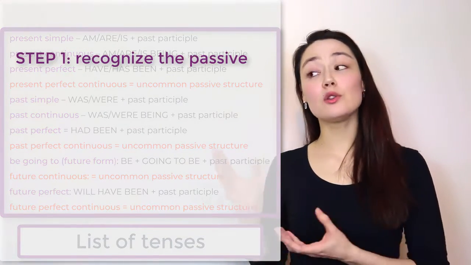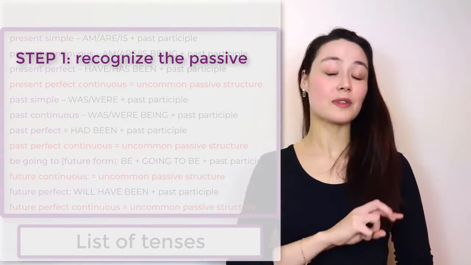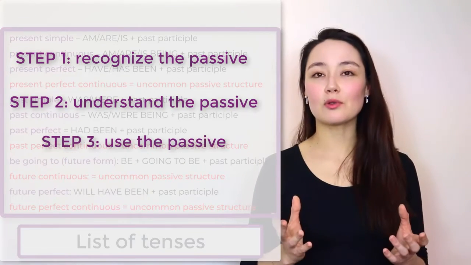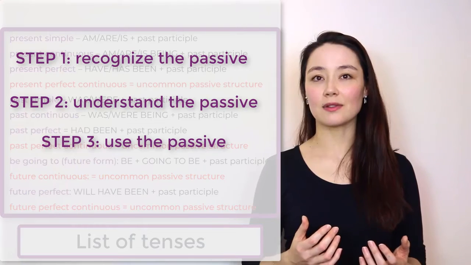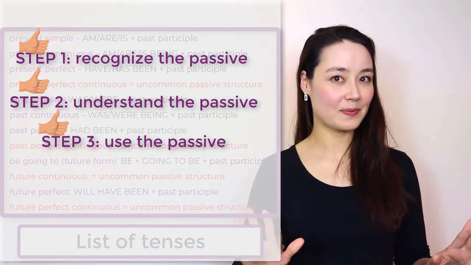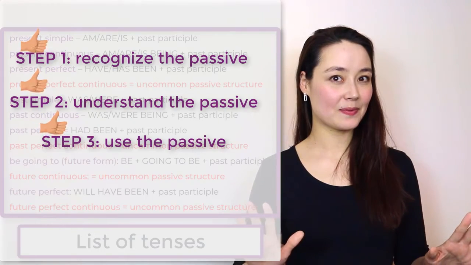Step 1, you recognize the passive. Step 2, you understand the passive. And step 3, you use the passive. Whichever step you're on is fine. Ooh, how are you feeling? I hope you're feeling like this and not like this.